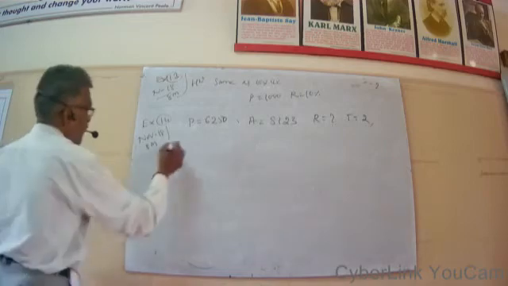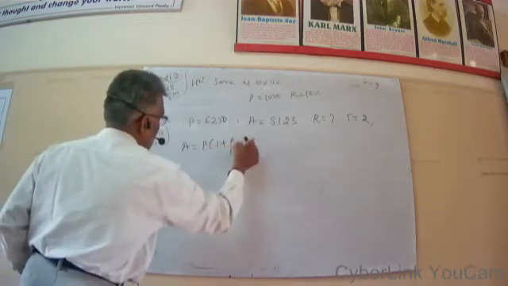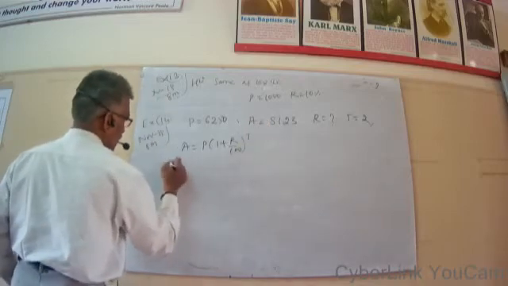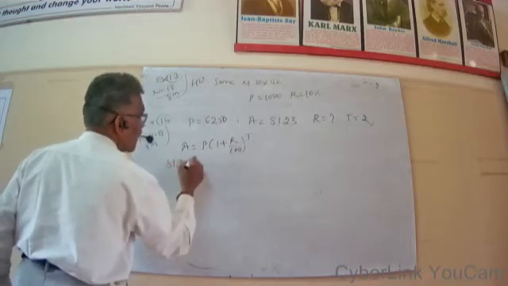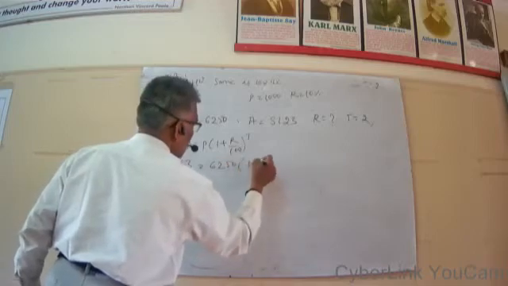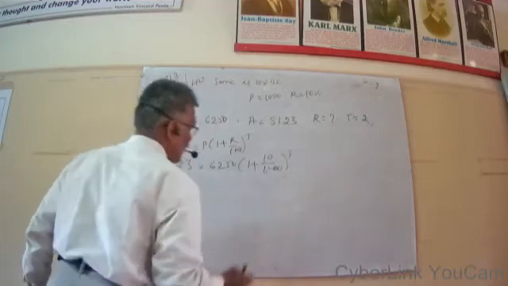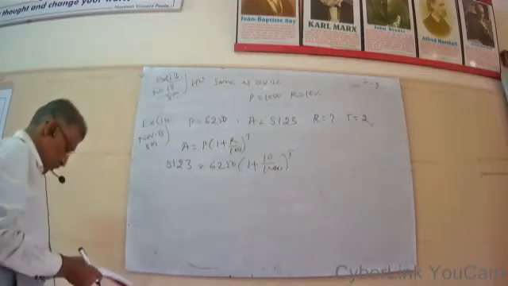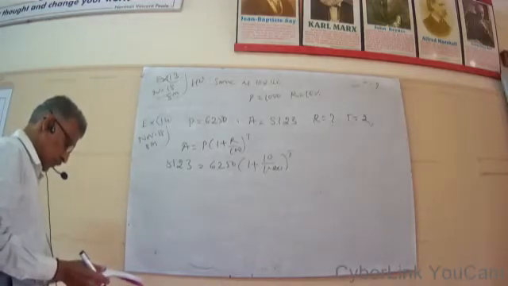So A equal to P into 1 plus R upon 100 raised to T. So A is 8123 equal to P which is 6250 into 1 plus R divided by 100 raised to T. Do the simplification and get the answer. x equal to 1 plus.